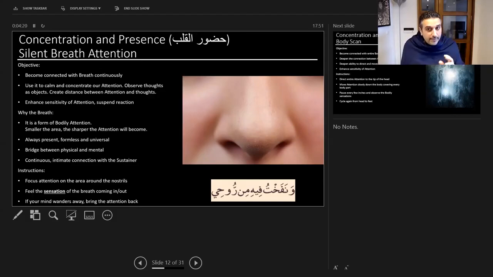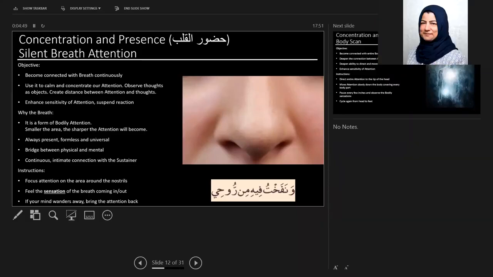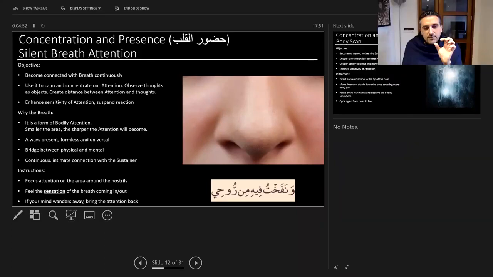And the way that we'll do it here is, there's many ways to do it, and you're welcome to explore, of course. But the way that I've found personally to be very, very effective is that you focus the attention around the nostrils, the area where the breath is coming in and out of the nose. Okay. And so you can see in the image why I picked this image, is because that's where you focus your attention.